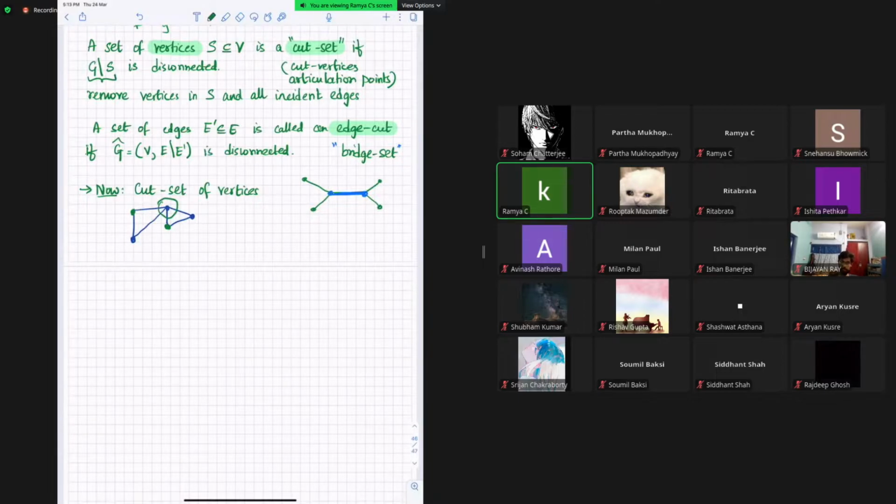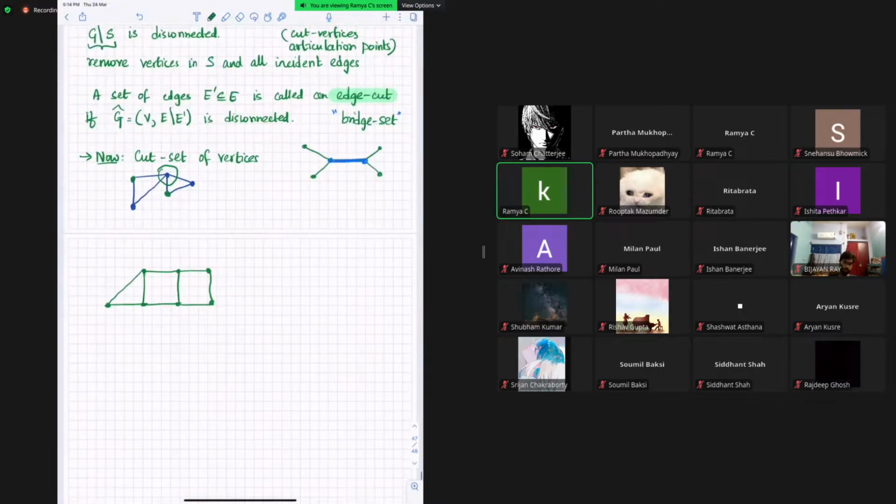For example, let's try to see if I can frame an example. I'm going to try and see an example. Let's see if it works. For example, this one. So here, no one vertex is a cut vertex, right? So if you remove any one vertex, the graph will still remain connected. But if I remove these two vertices, then the graph becomes disconnected.